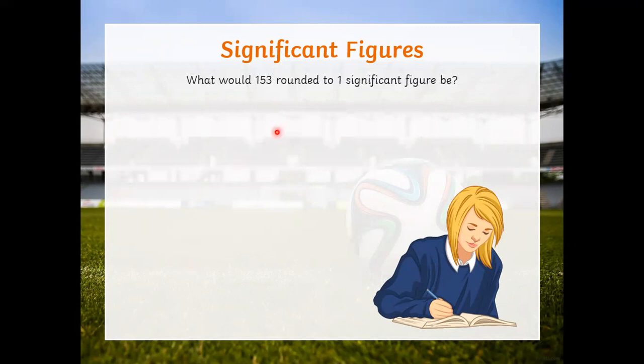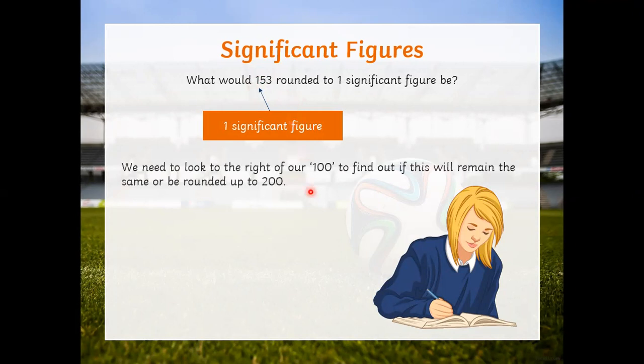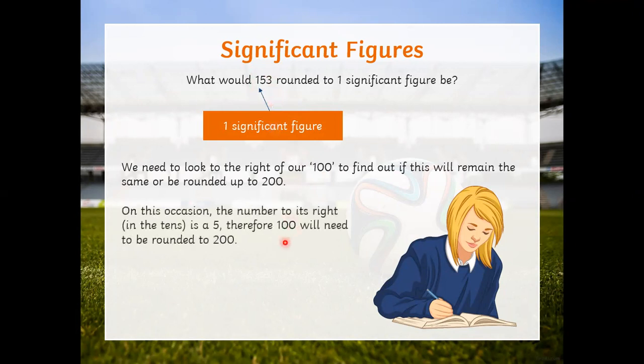What would 153 rounded to one significant figure be? So we just want one significant figure and then zeros afterwards. So we need to look to the right of our 100, the 1, to find out if this will remain the same or be rounded to 200. So is this number above the halfway point of 150 or below the halfway point? It's above, so it will be rounded up to 200, and this means that 153 rounded to one significant figure will be 200. There we go.